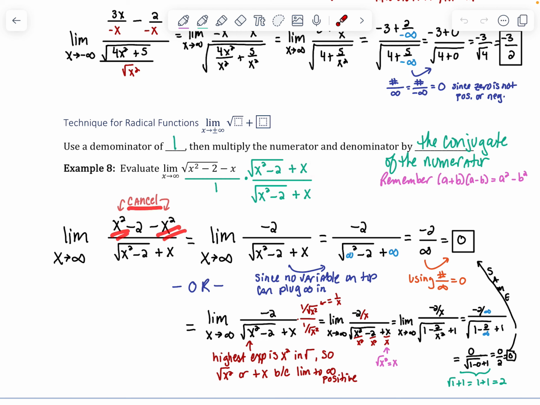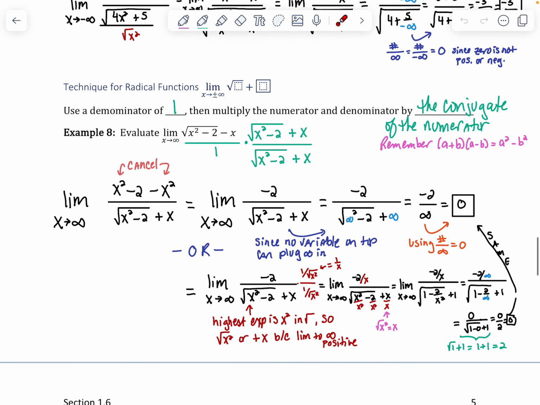This should always result in some sort of cancellation from a term or multiple terms inside of the radical. So after those two add to 0 and I just have a negative 2 on top, I now have a problem like we've been solving all along. I can find the largest variable x and divide by that. Now in this case, you might say, oh, you don't have a variable on top, you could just plug infinity in. Probably not a good habit to be in.